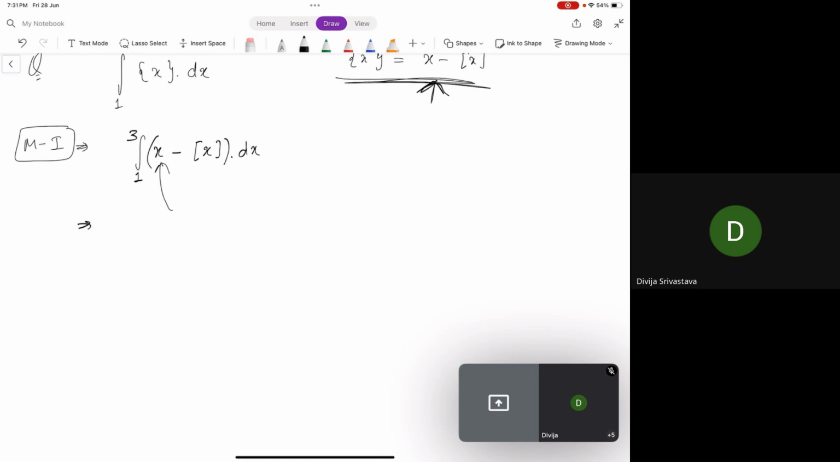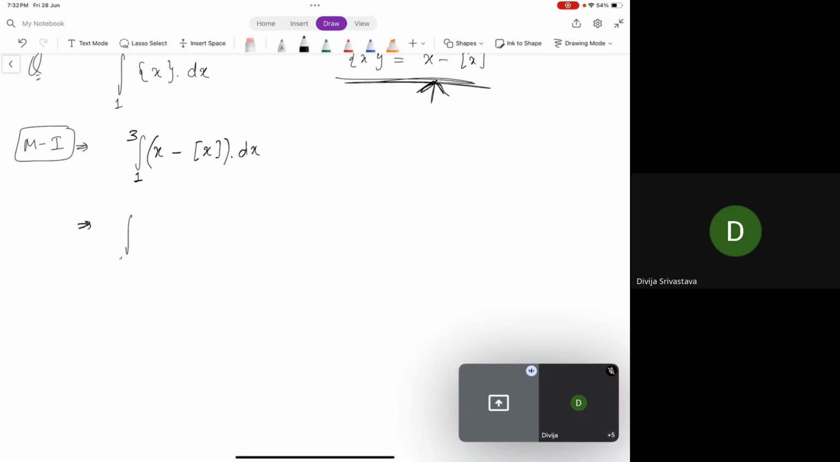But actually I don't know any integration we can do for this [x]. To be honest, we don't know the integration of this [x]. But we can use the limits. How? These limits. See here, I will break these limits into 2-3 parts.